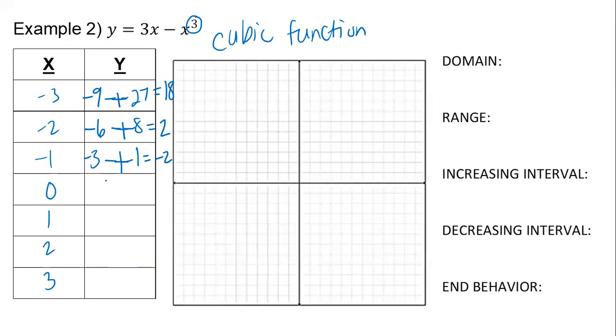And if I plug in 0, it's just going to be 0. So we have 1 times 3 is 3, minus 1 to the third, which is 1. That equals 2. 2 times 3 is 6. 2 to the third is 8. 6 minus 8 equals negative 2.